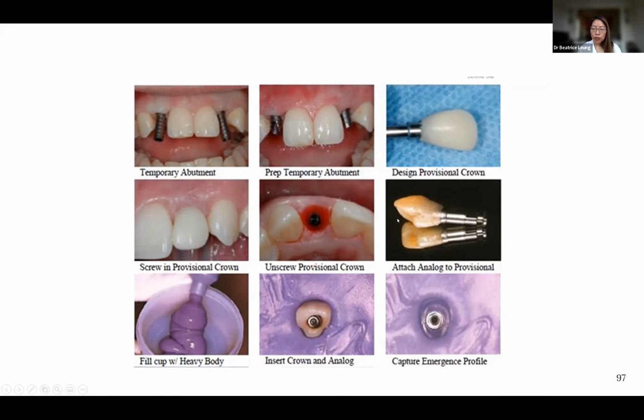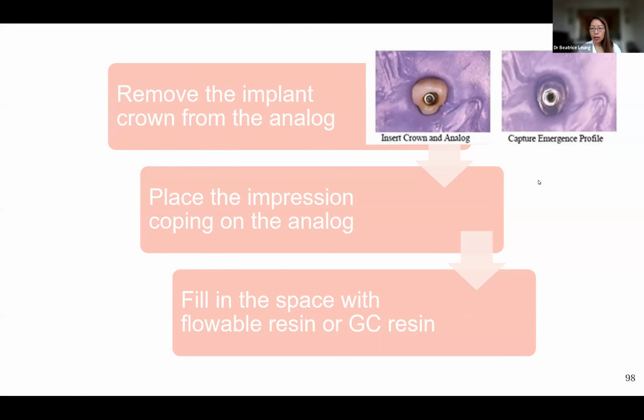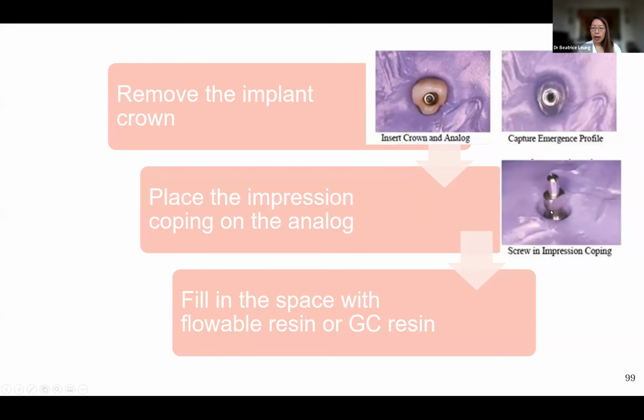Once it's set, you remove the temporary crown. What you're going to see is the implant analog embedded inside this impression material. And also you have captured the emergence profile of the temporary crown. Okay. So remove the implant crown from the analog. Okay. And then you see that you have the analog inside there.